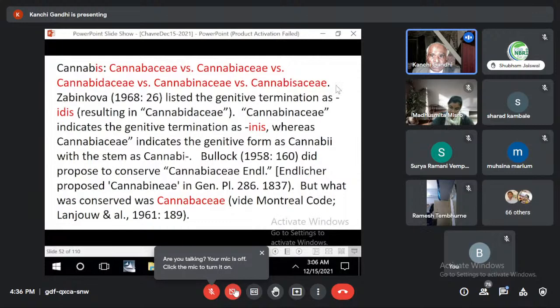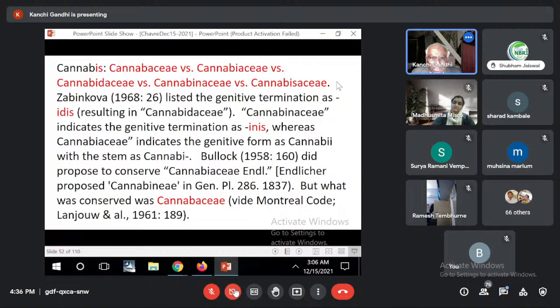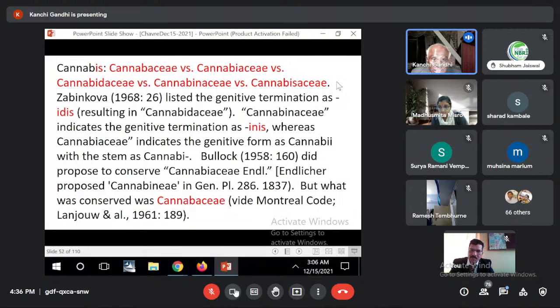Why? How come? Because different scholars found different genitive forms of cannabis. And who is right and who is wrong? Now, most botanists in the late 20th and the 21st century do not know much about Latin and Greek grammar. Those days are gone. Even those who know have only limited knowledge. But in the 19th century and the early part of the 20th century, people knew Latin and Greek grammar quite well. And the scholars differed on the genitive form of cannabis.